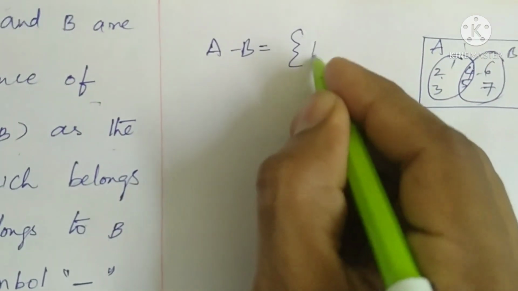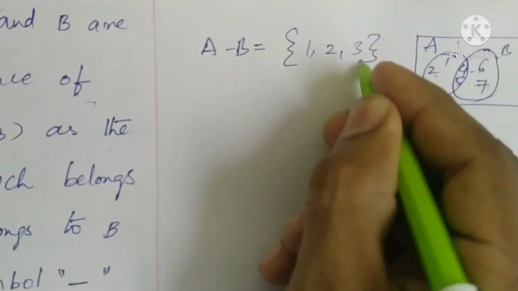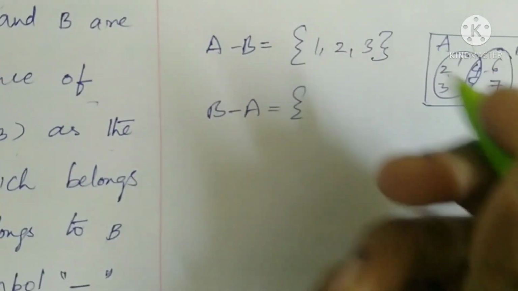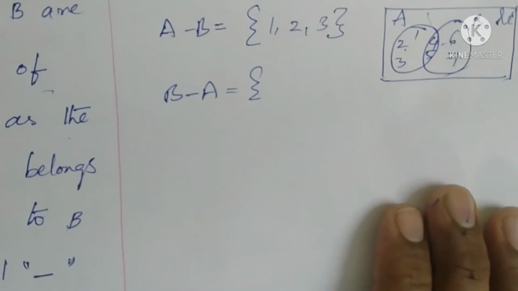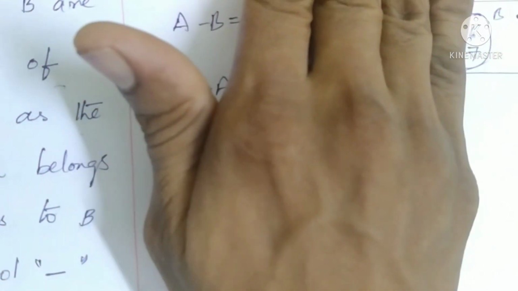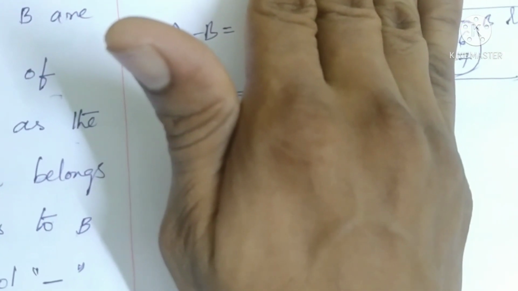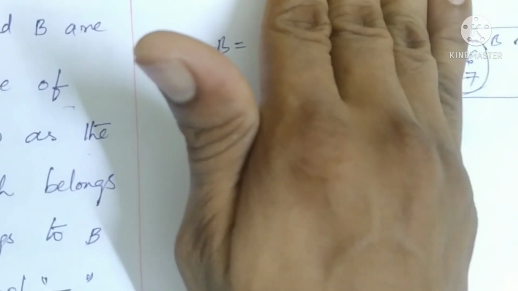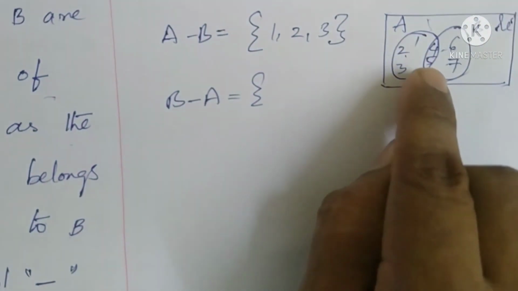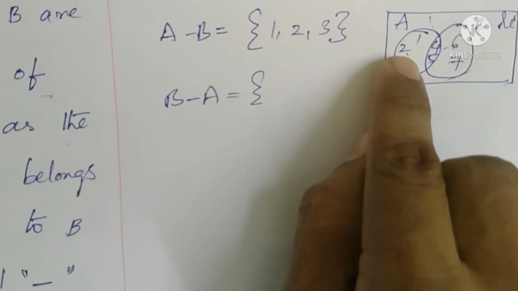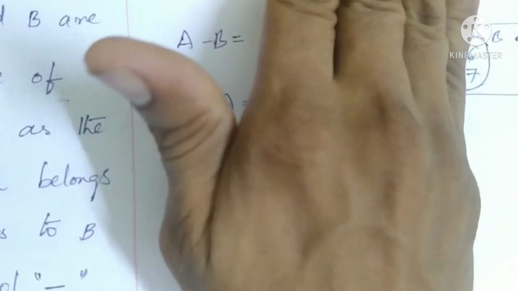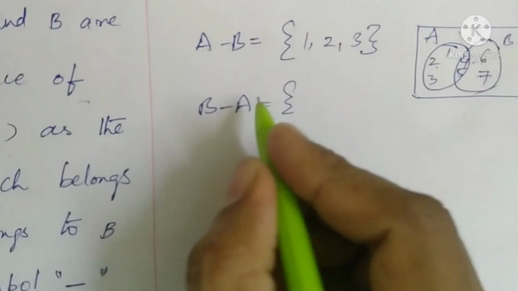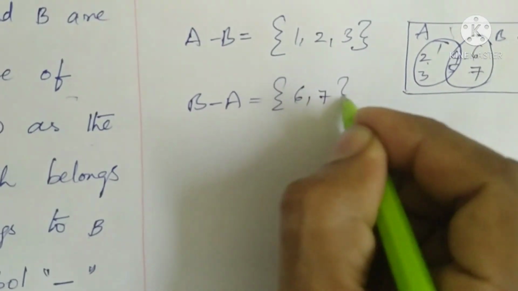So 1, 2, 3. Similarly, we have to find B minus A, the set of elements which belong to B only and do not belong to A. Here the set of elements belonging to B are 6 and 7. These elements belong only to B and do not belong to A. We have to close the intersection point and A elements. This activity gives us B minus A. So the elements are 6, 7. This is the set of B minus A.